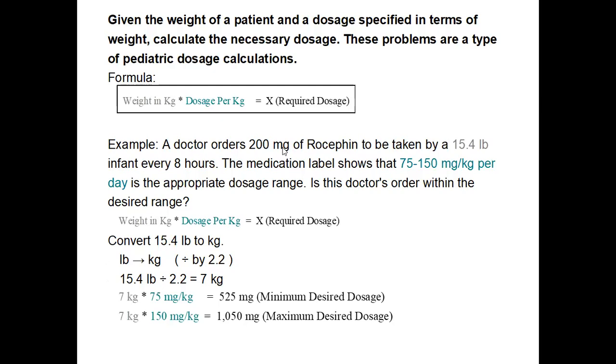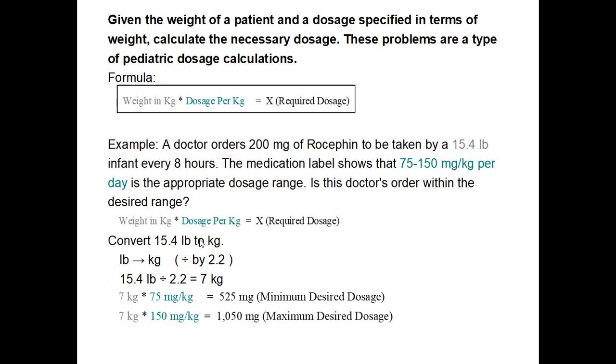So the doctor orders 200 milligrams of Rocephin to be taken by a 15.4-pound infant every 8 hours. The medication label shows that 75 to 150 milligrams per kilogram per day is the appropriate dosage range. Is this doctor's order within the desired range?